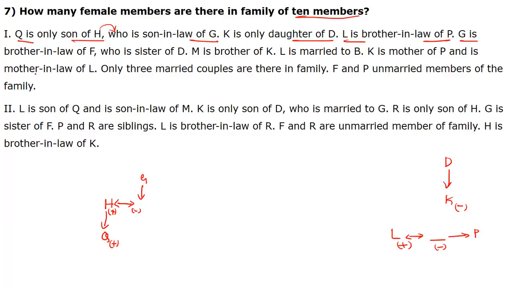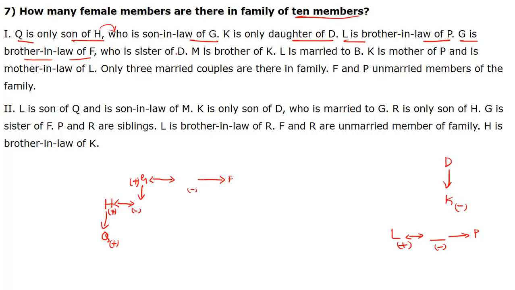The next one is G is the brother-in-law of F. See here friends, G is the brother-in-law to F. Brother-in-law means G would be a male person. G is the brother-in-law to F means G is married to F's sister. So F's sister has to be here.